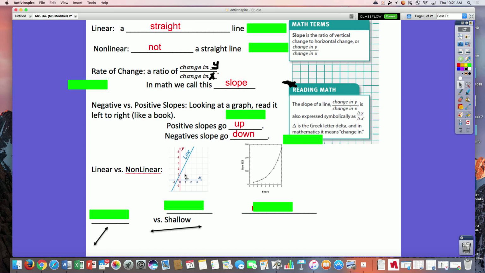Now, here's a comparison of linear and nonlinear. The word linear has the word line in it. That's how you remember it, line, linear. So this function right here, a straight line, is linear. And this is a curved line, so that would be nonlinear, right? Not a line. This is kind of like a swoop. This line right here, like you drew in your hill, that's an example of a steep line. And this is an example of a shallow line. You'll hear them use those terms all the time.